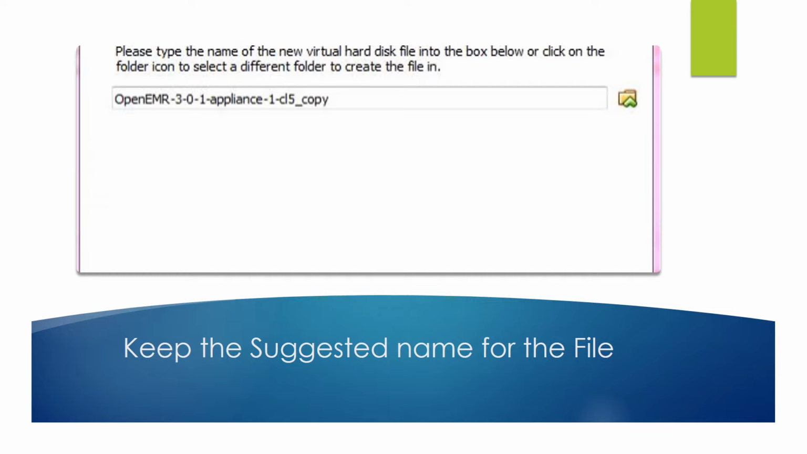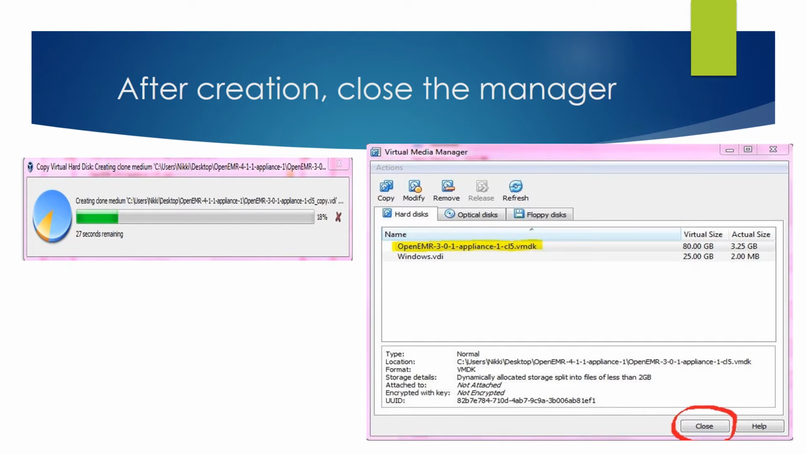So then you can go ahead. And what will happen is the creation of your virtual hard disk will begin. That's what we see there on the left-hand side. And once the hard drive has been created, it'll bring you back here, what we see on the right-hand side, to your Virtual Media Manager, and you'll see that your new hard drive has been added there, and you can close it up.